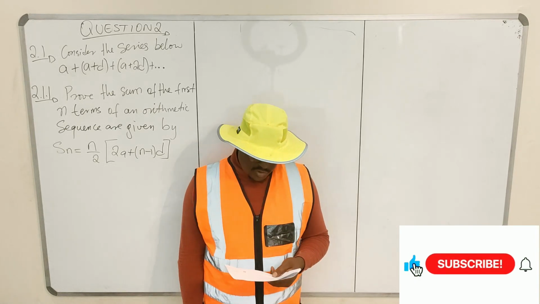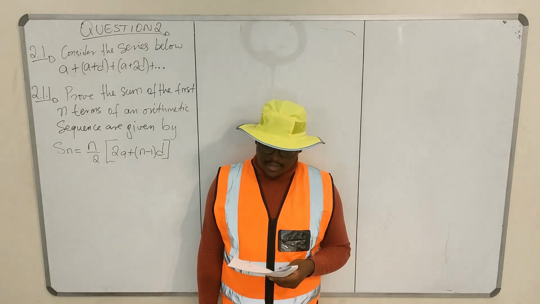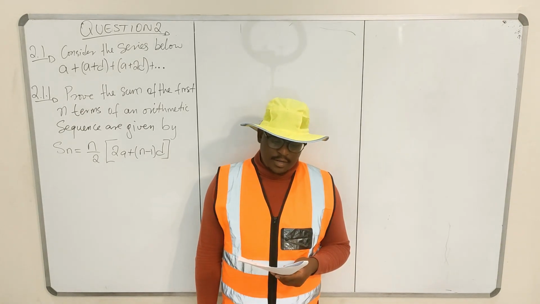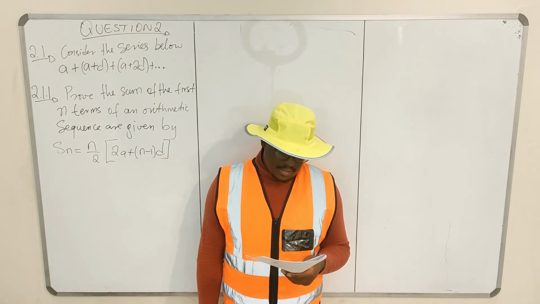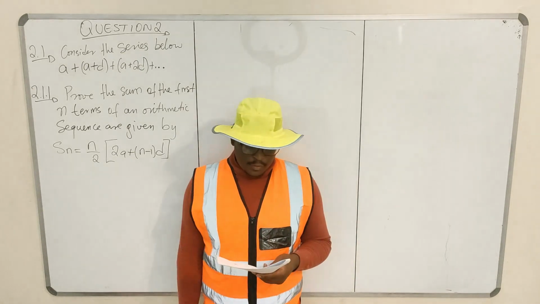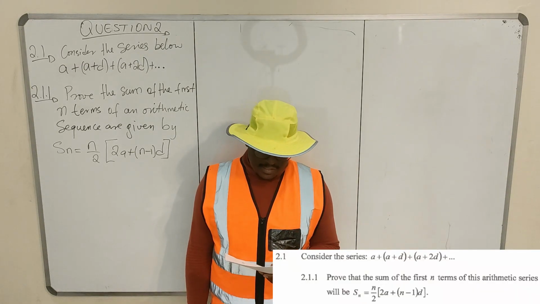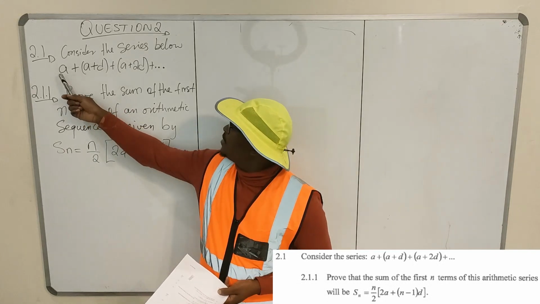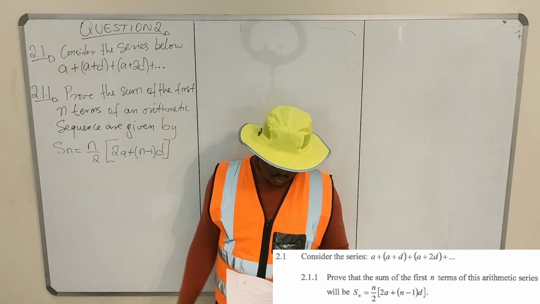Watching this video. So in this video, we'll be doing question 2 of Mathematics Paper 1, September 2023, from the Free State Province. So these are series. Now, question 2 reads as follows. Consider a series. So you are given this series here: A plus D, A plus 2D, and so on.